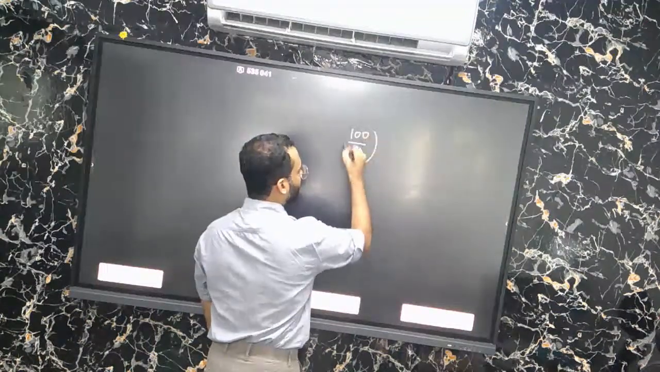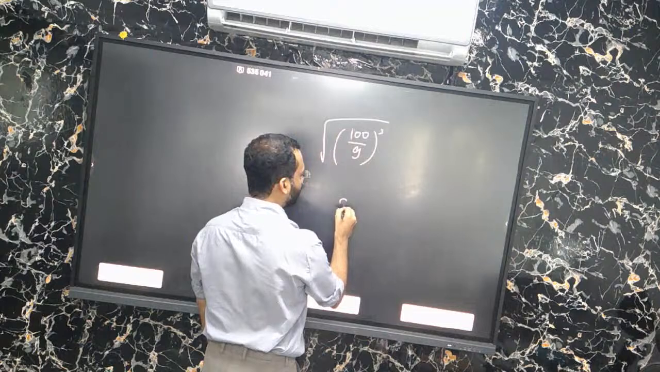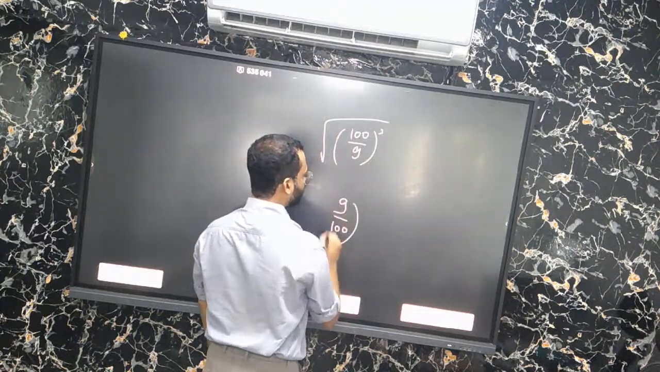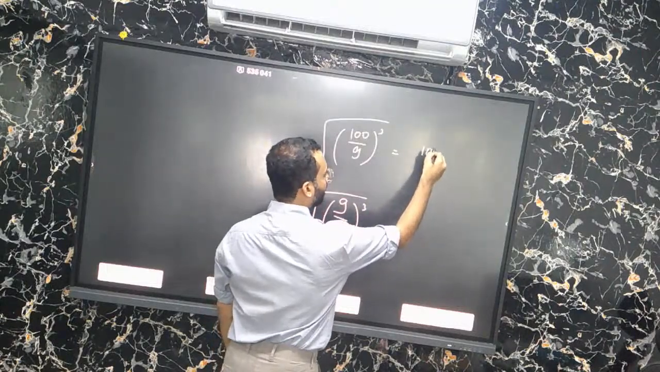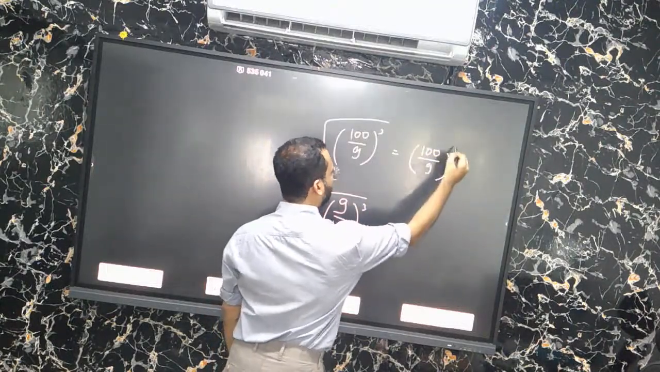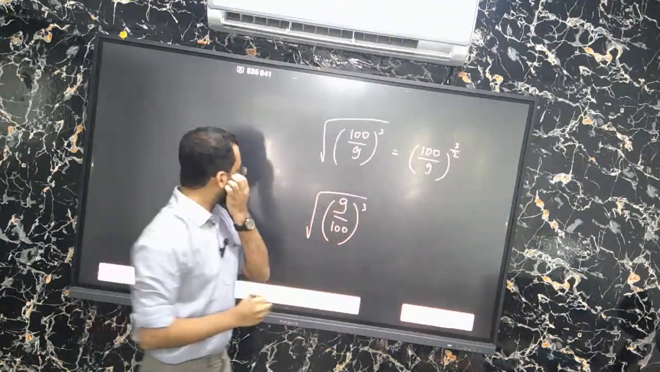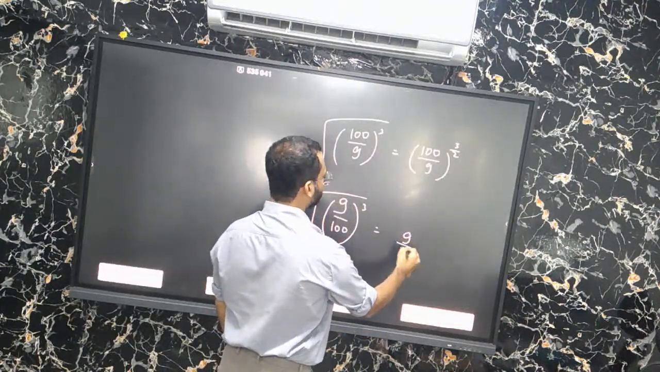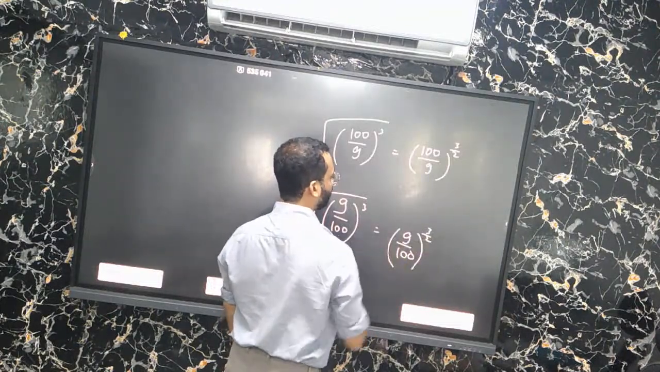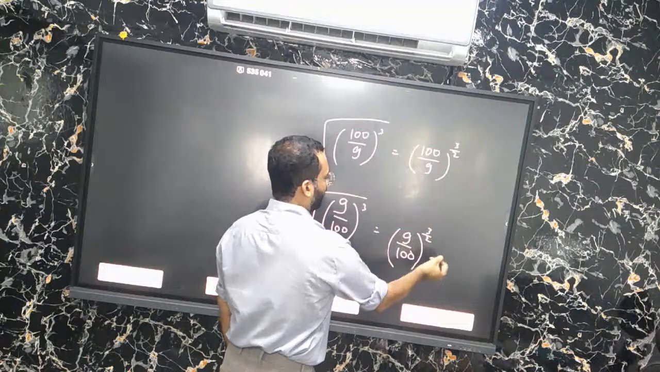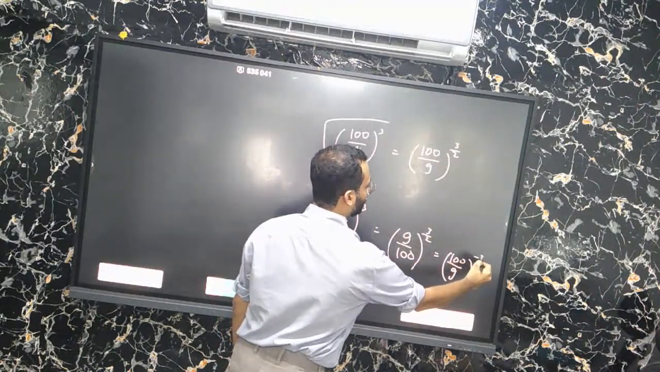Imagine now here 100 by 9 cubed, square root. One more, I have 9 by 100 cubed, square root. This will equal 100 by 9 to the power of 3 by 2. Does everyone understand, right? But if I have over here 9 by 100 to the power of 3 by 2, I can also write this as 100 by 9 to the power of minus 3 by 2. Yes or no?